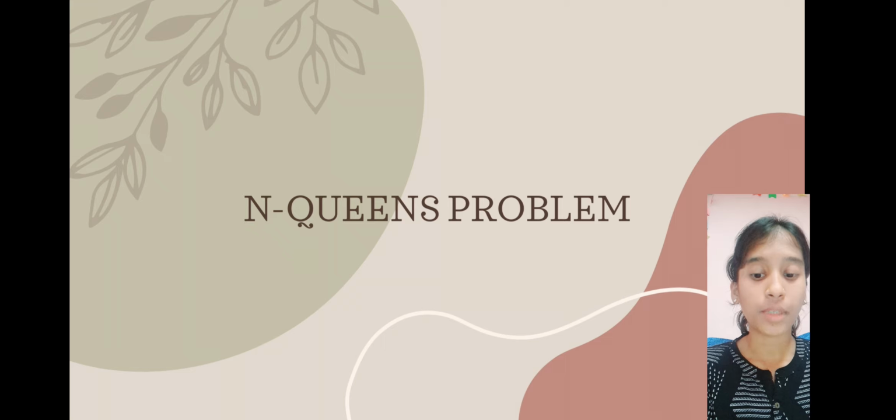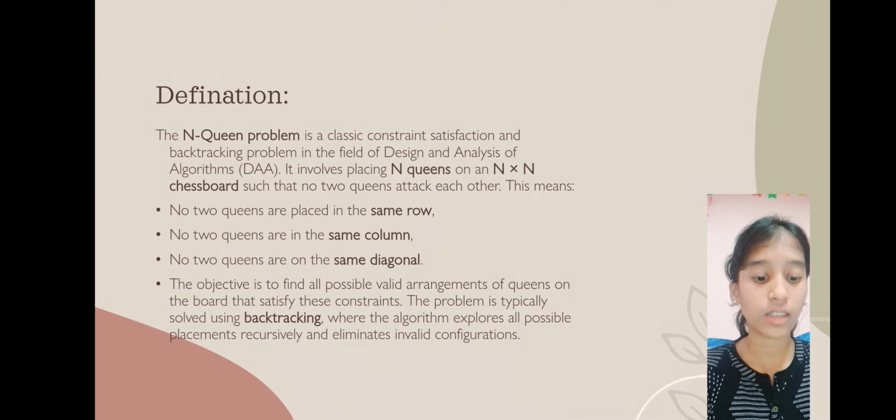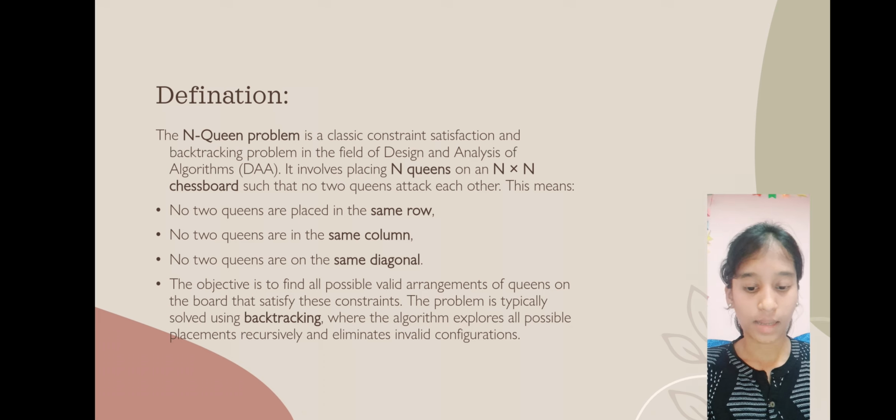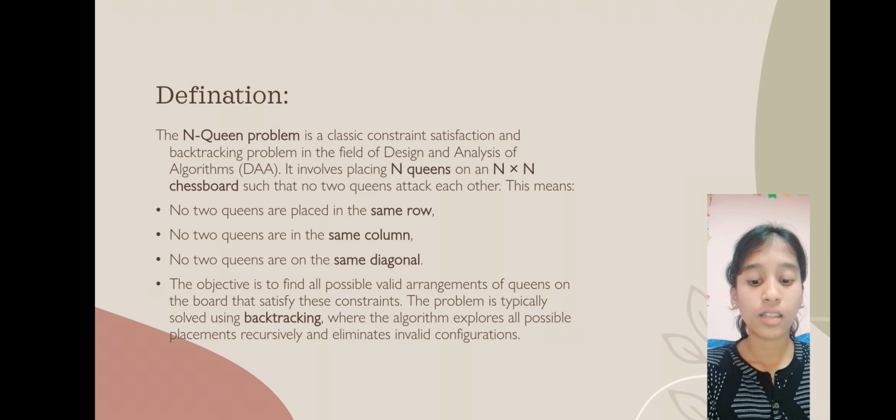Today I'm here to discuss the n-queens problem. In this, consider an n by n chessboard on which we have to place n queens in such a way that no two queens are in the same row, the same column, or the same diagonal. We can place queens on an n by n chessboard in n factorial ways.